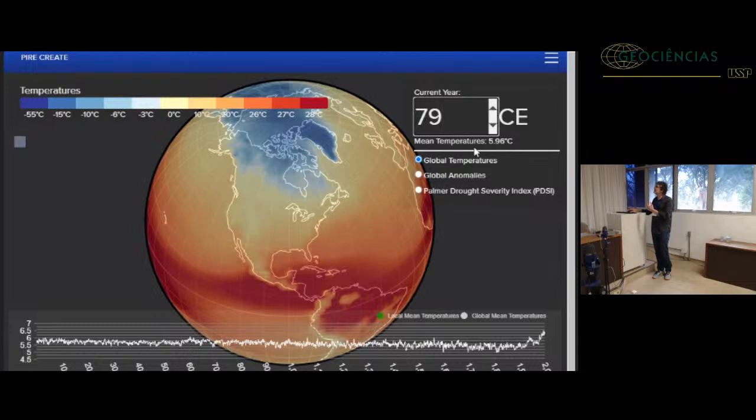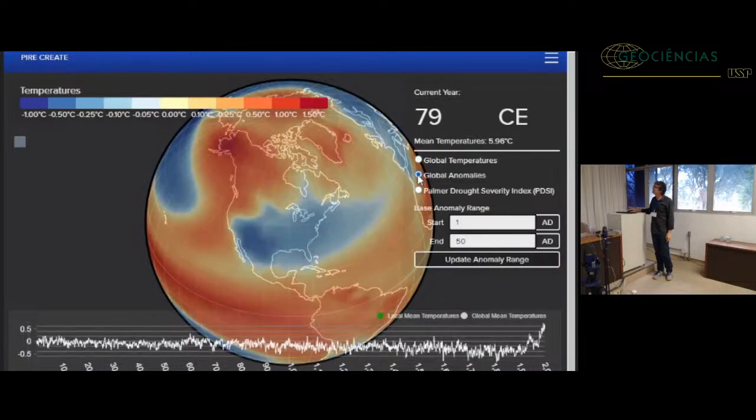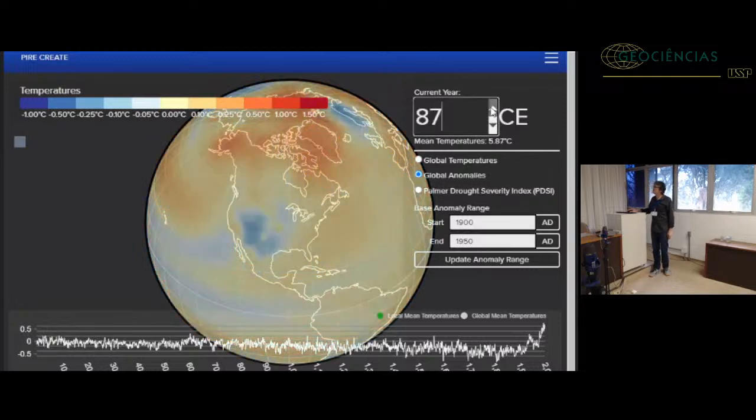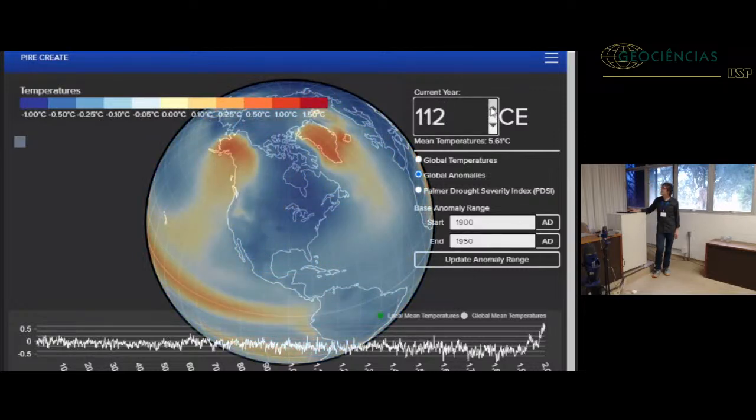That's because right now we're looking at absolute temperature. In climate science, we don't really work so much with absolute temperature. We use anomalies, departures from a mean. So we can say we want to look at anomalies instead. I would have to indicate a reference period here, and it will then plot the difference in a particular year compared to this reference period. Now you can see this changes much more from one year to the next. You can look at specific years.